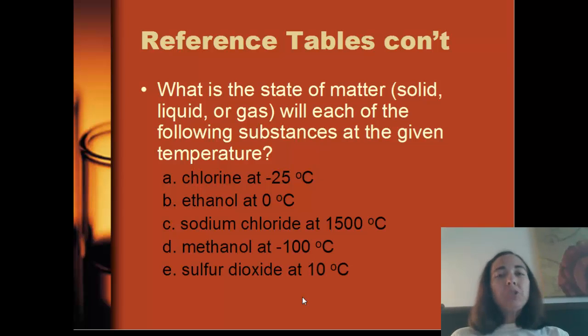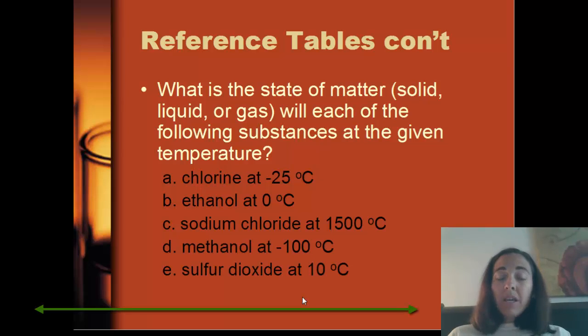Alright, the next question with your reference tables. I want you to figure out what state of matter each one of these substances will have at a given temperature. Now I'm going to do the first one with you. I think about these temperatures as a number line. For chlorine, we are looking at chlorine at negative 25 degrees Celsius. You have to know what the melting point and the boiling point are for chlorine. And you want to figure out where negative 25 fits into that.